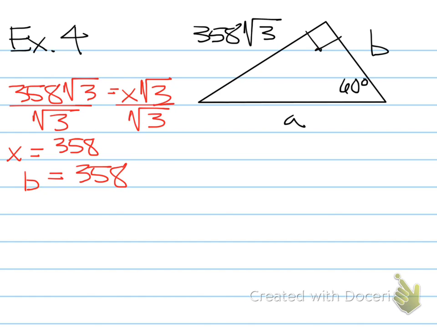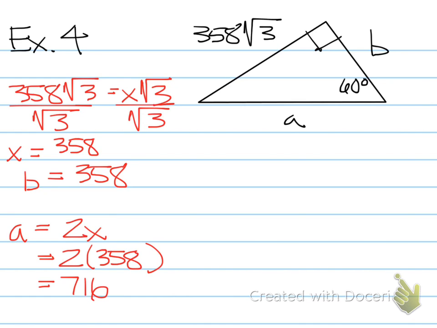And the hypotenuse is the length of the short leg, 358, times 2. So A, the hypotenuse, is just going to be 2 times the short leg, which is 358. 358 times 2 is 716.